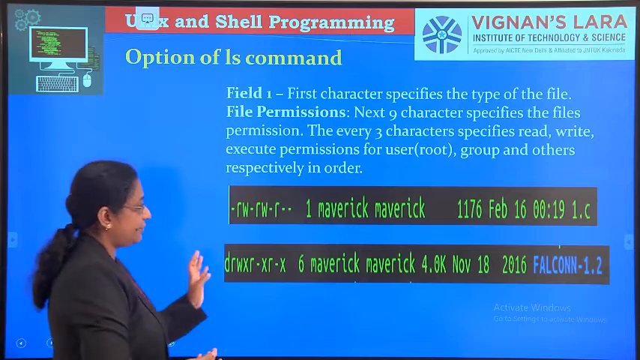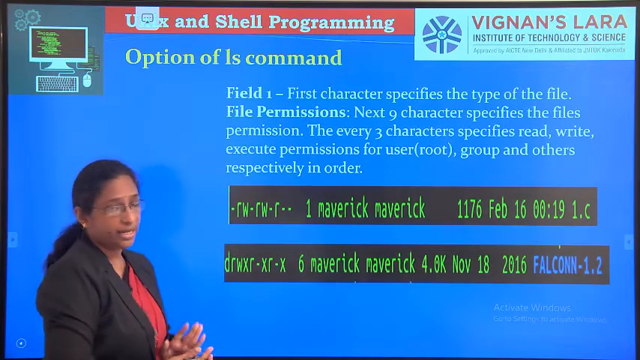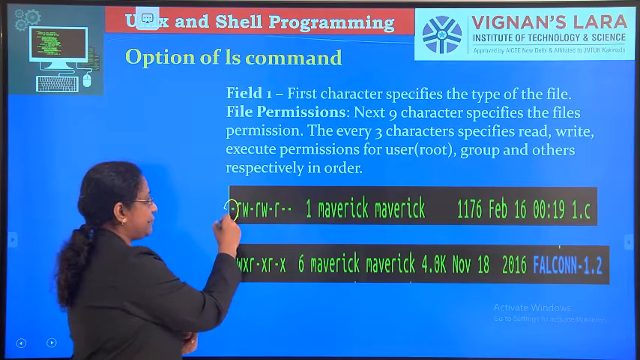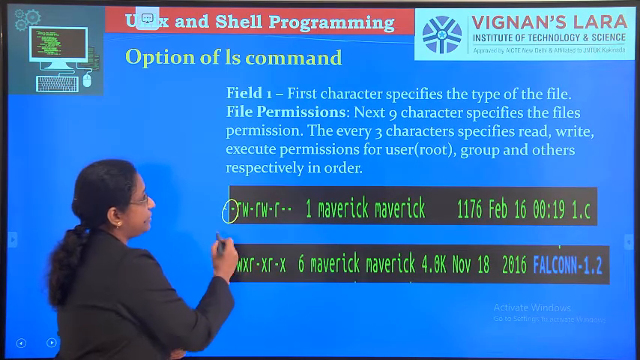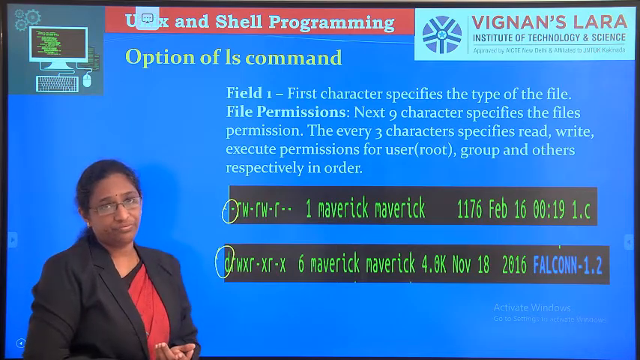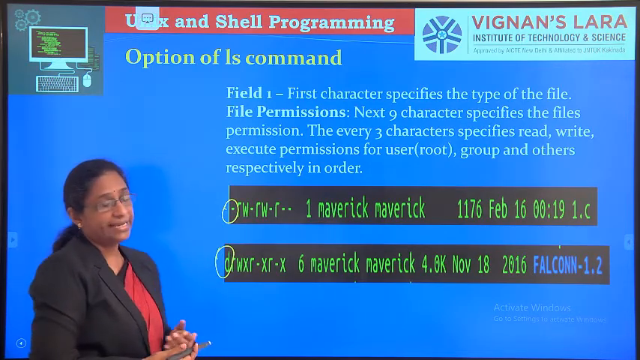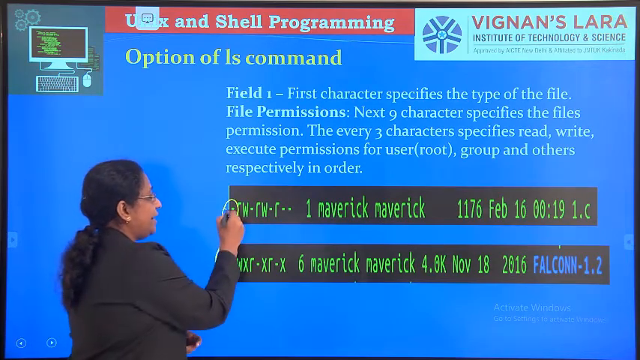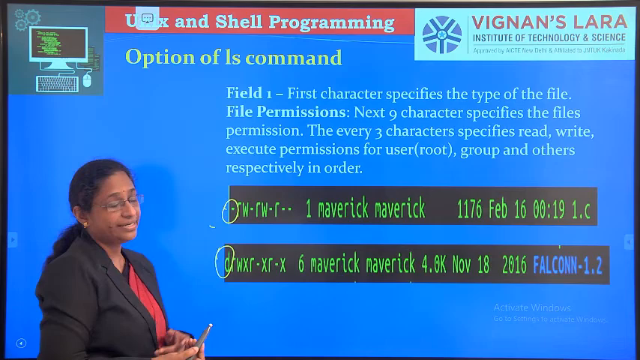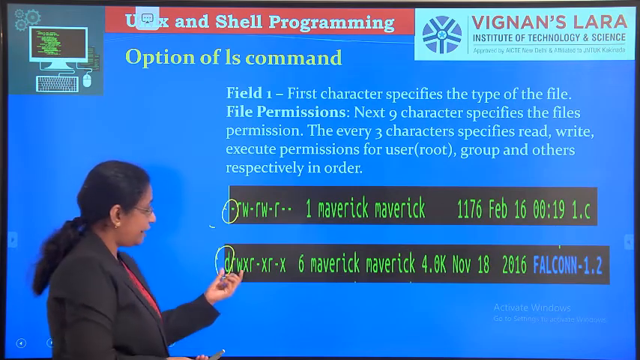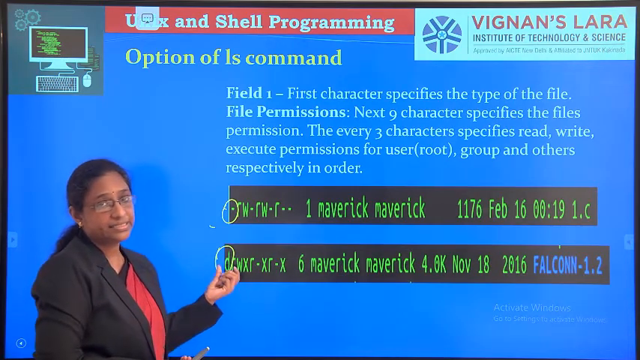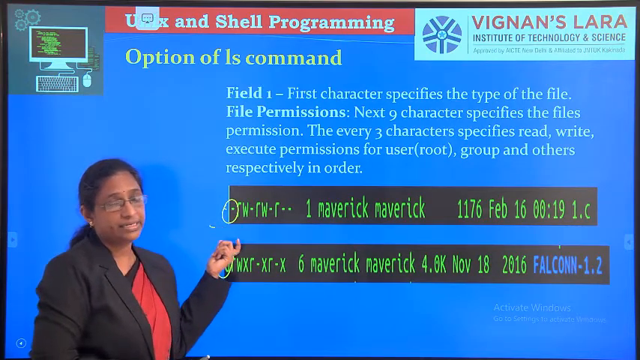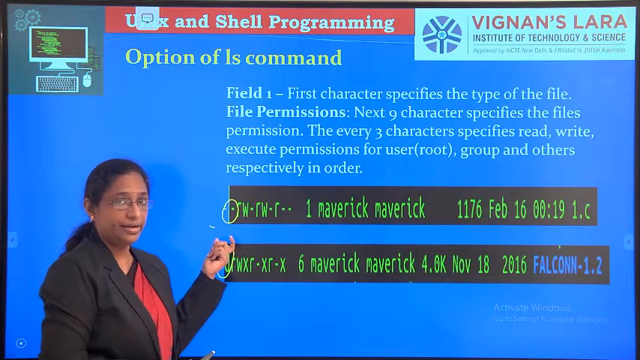Here we have field 1. While getting that entire information, the first field specifies the type of the file, like whether it is a normal file or a directory. If we have a hyphen, that means it is a normal file. If we have a d, that means it is a directory. The first character represents whether it is a normal file or a directory.